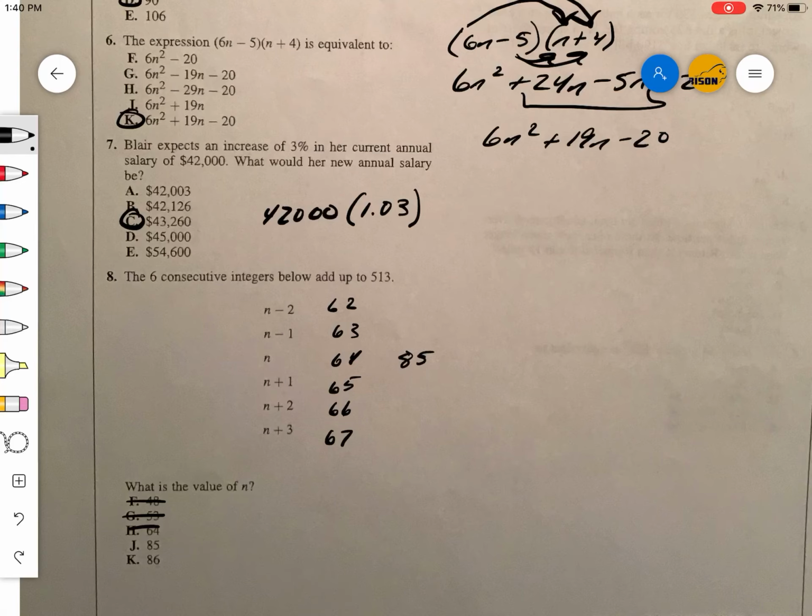If I have that, I've got 85, 84, 83, 86, 87, 88. Let's add those up. 83 plus 84 plus 85 plus 86 plus 87 plus 88. They gave me 513 on the dot, so that would be J. If J hadn't worked, I would have tried K.